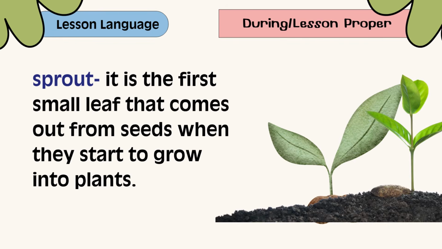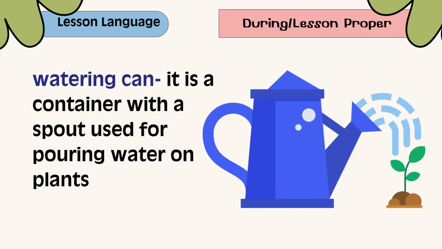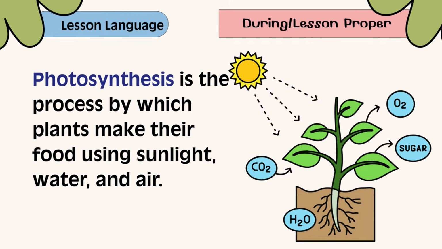Sprout. It is the first small leaf that comes out from seeds when they start to grow into plants. Watering can. It is a container with a spout used for pouring water on plants. Photosynthesis is the process by which plants make their food using sunlight, water, and air.